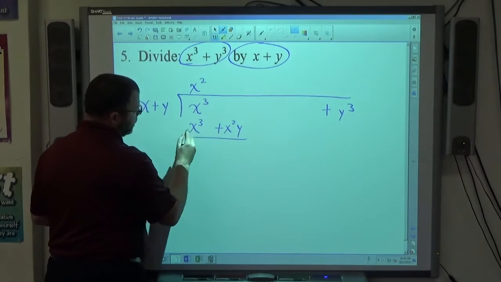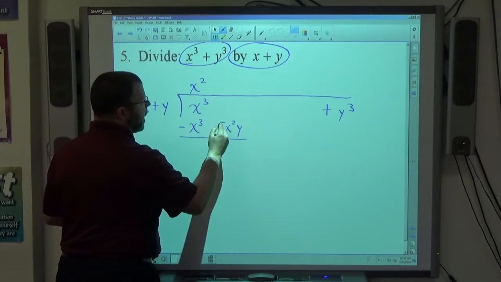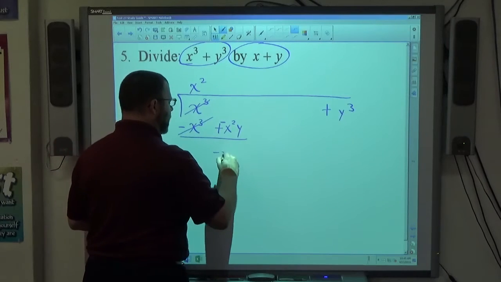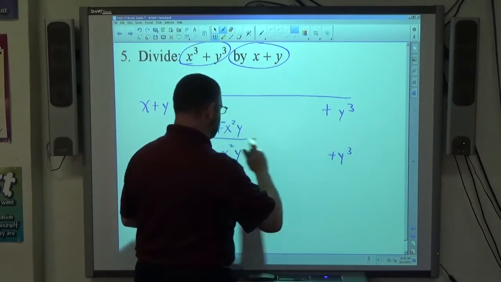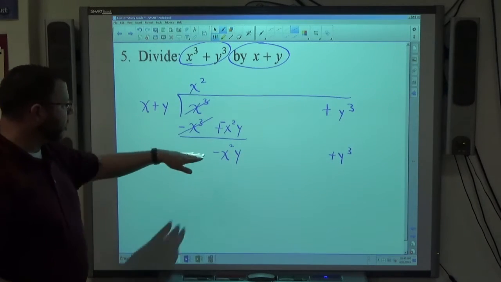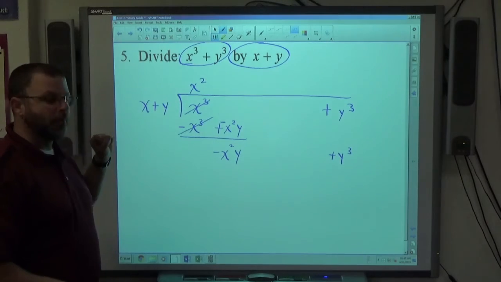I'm going to subtract. I always subtract this. Subtracting is changing signs. So x cubed becomes negative. X squared y becomes negative. X cubed minus x cubed cancels. Negative x squared y. And then plus y cubed. Still leaving myself some space here to account for terms that don't match the y cubed. As long as I still have x's in the first term, I'm going to keep dividing. Once I run out of x's in the first term, I'm done.